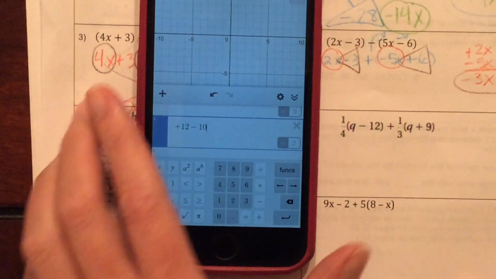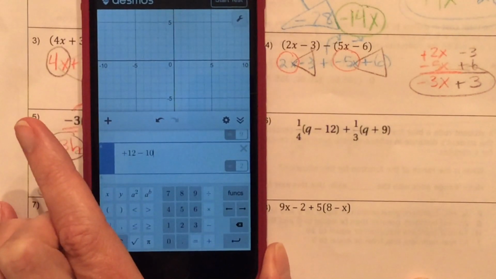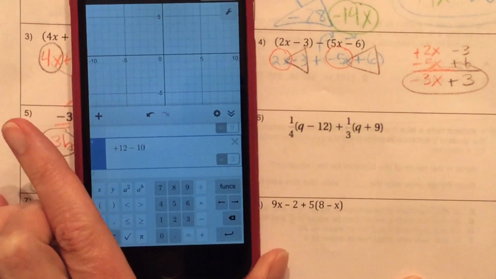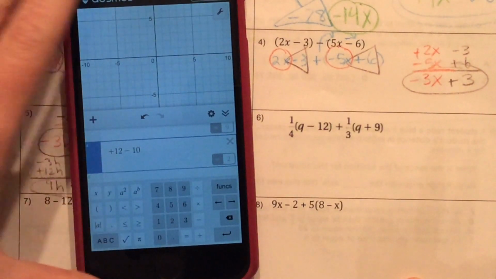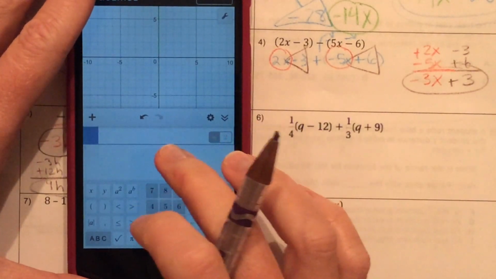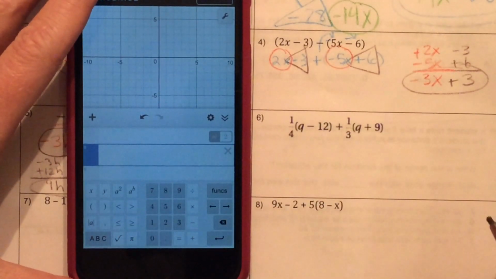Remember, the more that you can attempt on your own and then check yourself, the better place you're going to be in. If you're just copying down notes, that'll help you, but not as much as if you try some of these on your own.